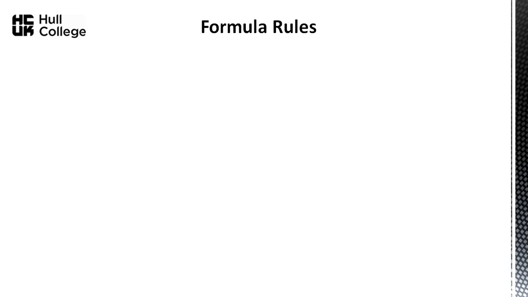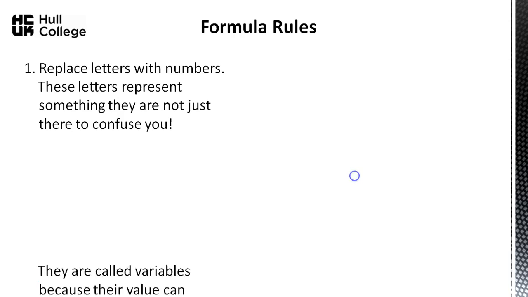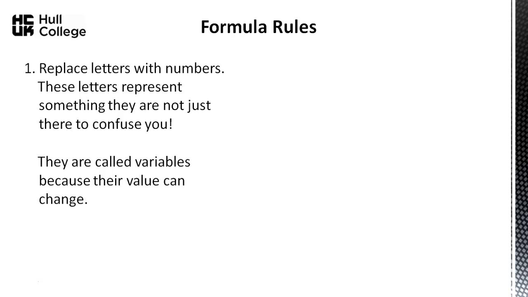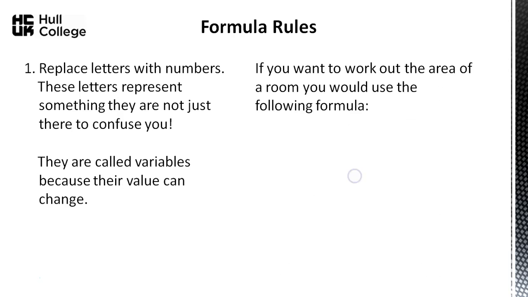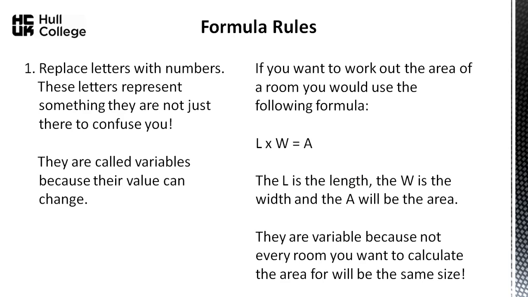There are some formula rules which will help you. Firstly, replace letters with numbers. These letters represent something. They're not just there to confuse you. They are called variables because their value can change. If you want to work out the area of a room, you'd use the following formula. L times W equals A. This simply means L is the length, W is the width, and A will be the area. They are variable because not every room you want to calculate the area for will be the same size.